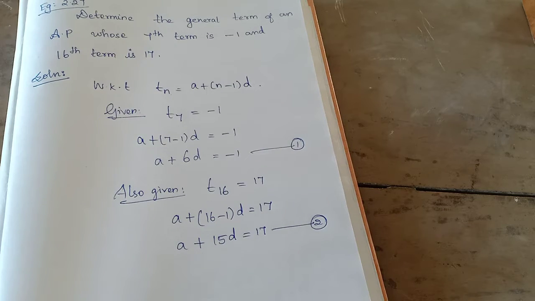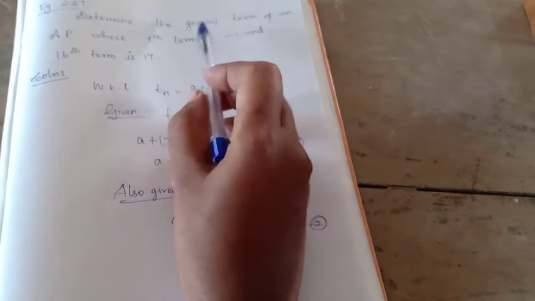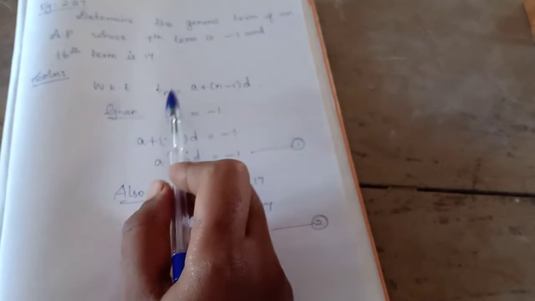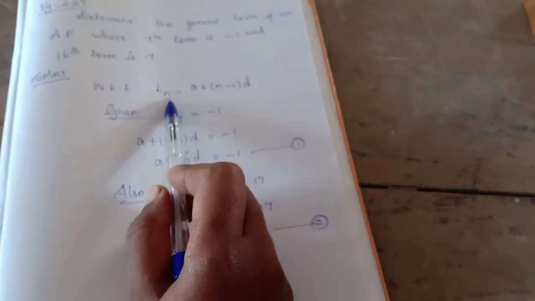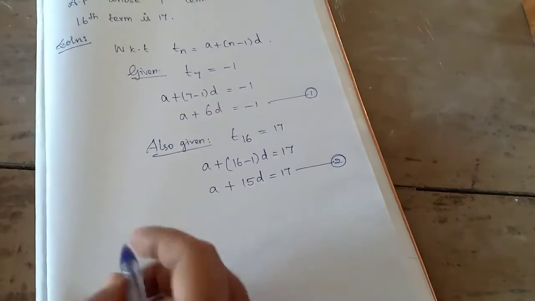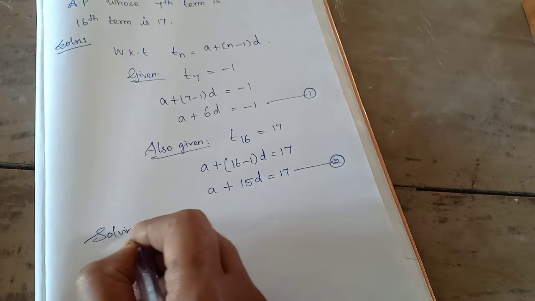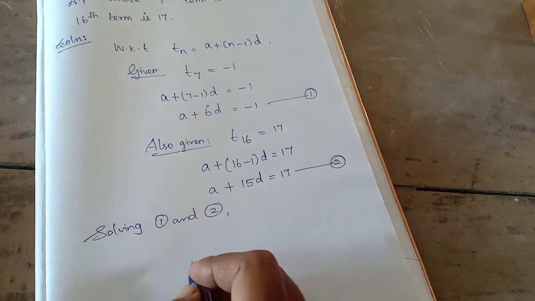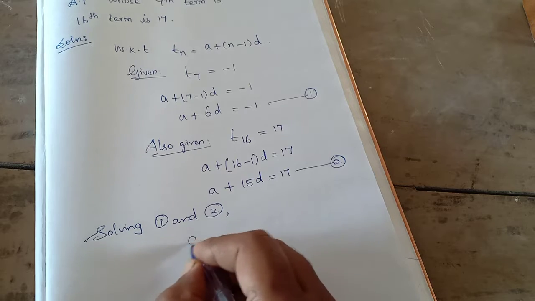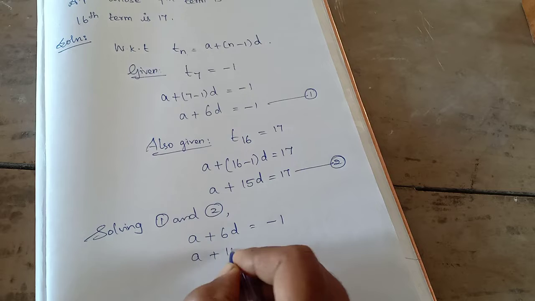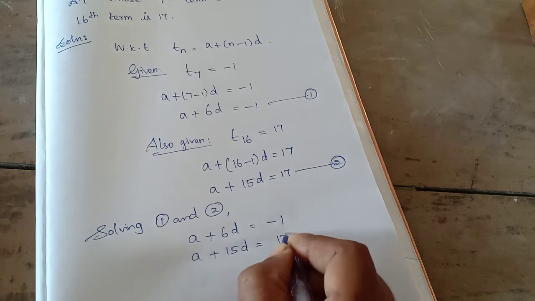We are going to solve 1 and 2 because we need the general term. In the general term we need the A and D values. N is N only, because general term or nth term, both are the same. So for now we are going to solve. Solving 1 and 2, our aim is to find A and D. That's why we are solving these two equations. A plus 6D equal to minus 1. A plus 15D equal to 17.